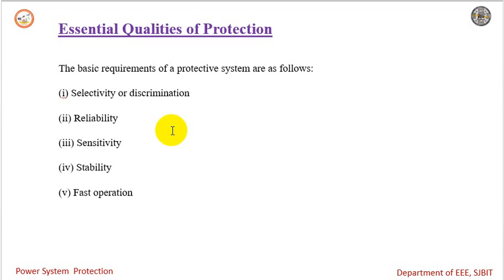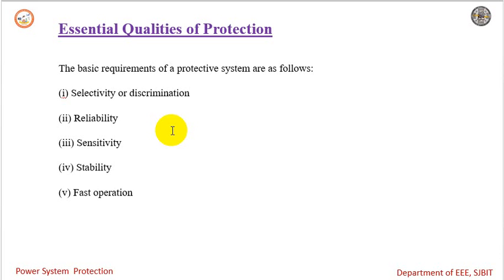In order to achieve a high degree of reliability, greater attention should be given to the design of relays, installation, maintenance, and testing of the various protective systems. And the reliability rate should be 95%. It should be more than 95%.